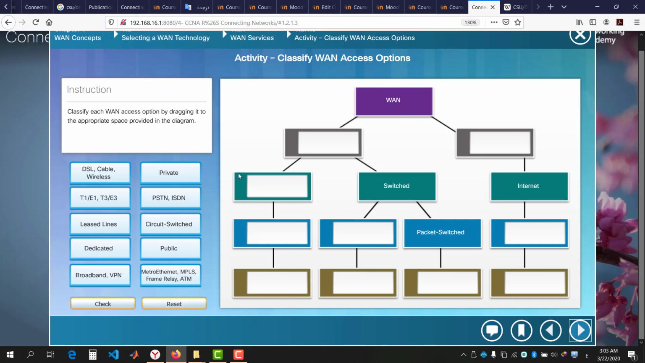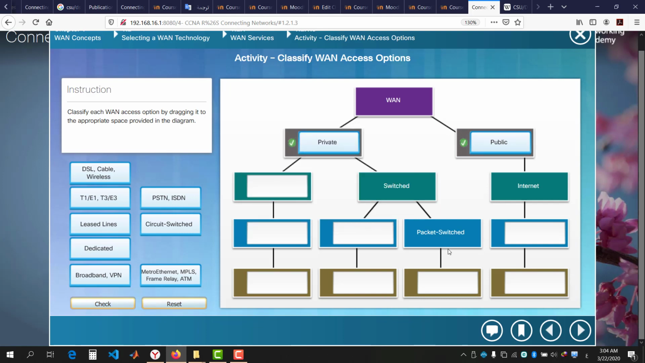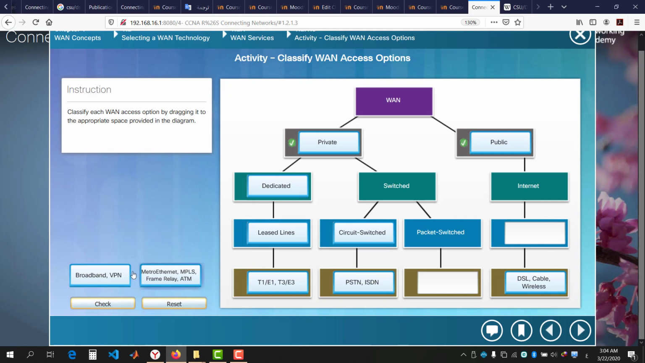This is an activity. You can drag and drop. Here is private. Here is public. Okay, here is public. You can check. Okay, correct. You have to complete the other. Okay, this one is leased line. Okay, what else? DSL, wireless internet. This is dedicated. Okay, what else? Circuit switching, PSTN, ISDN. For what? Broadband, VPN, and this. Check. It's correct.